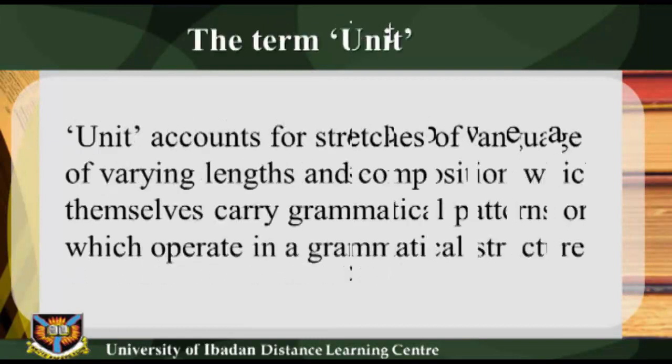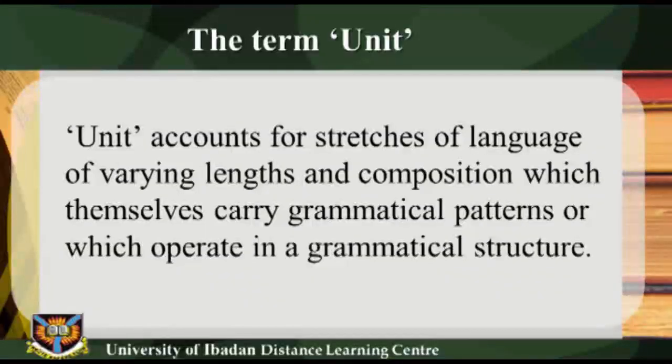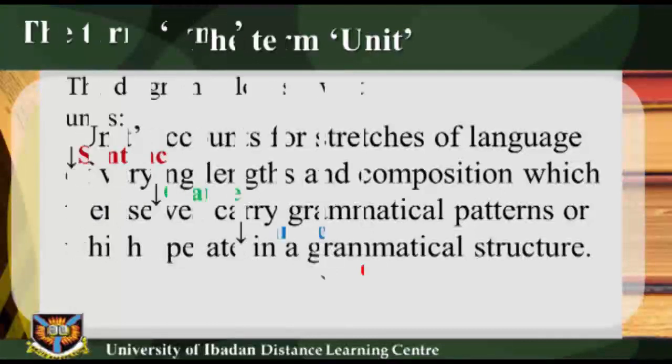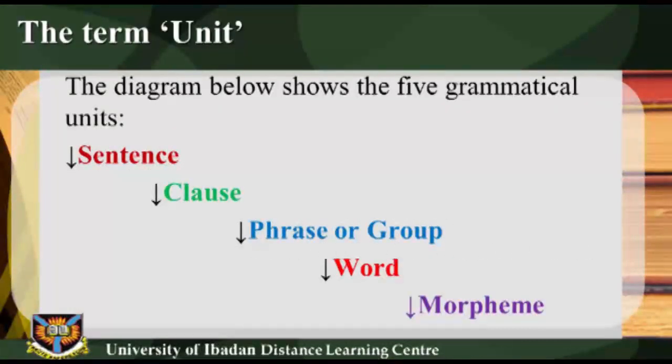Content. The term unit. The category unit accounts for the stretches of language of varying lengths and composition which themselves carry grammatical patterns or which operate in a grammatical structure. The diagram below shows the 5 grammatical units: sentence, clause, phrase or group, word, morpheme.